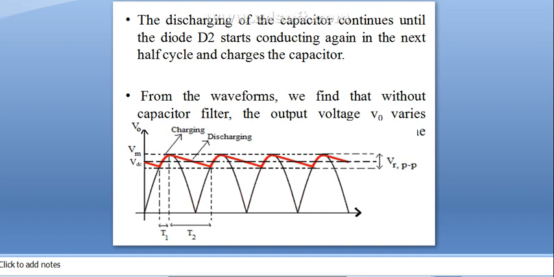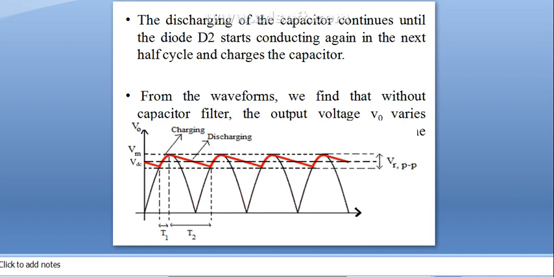So here it is the charging of the capacitor. When this voltage falls below Vm, the capacitor is going to discharge from this point to this point. So T1 is the charging time and T2 is the discharging time.